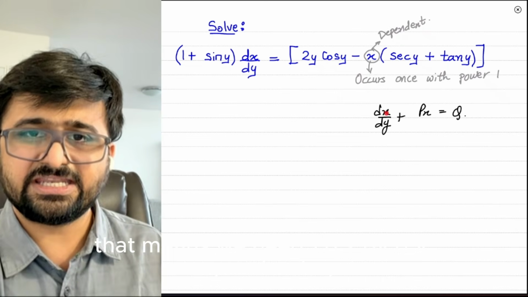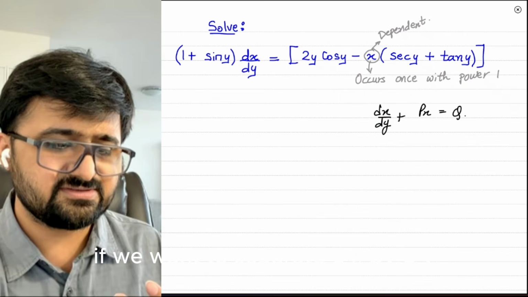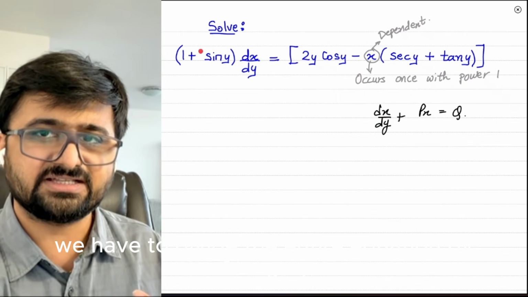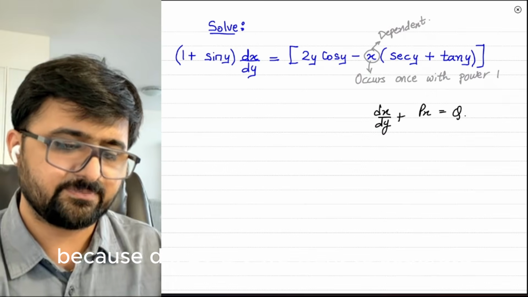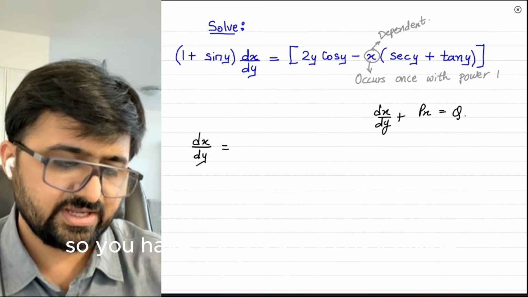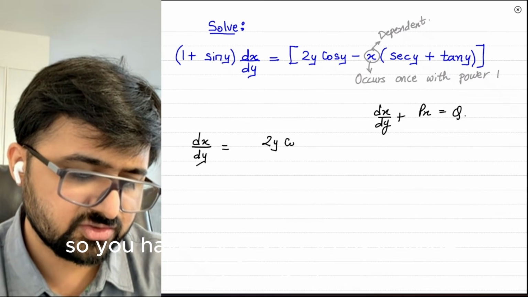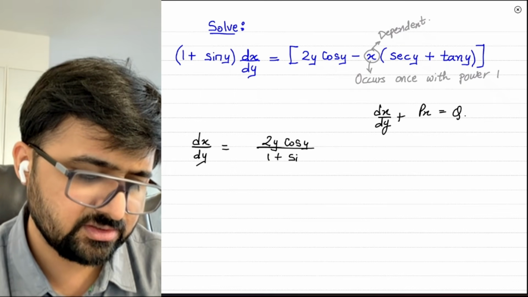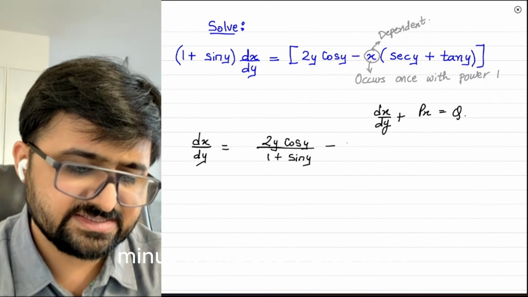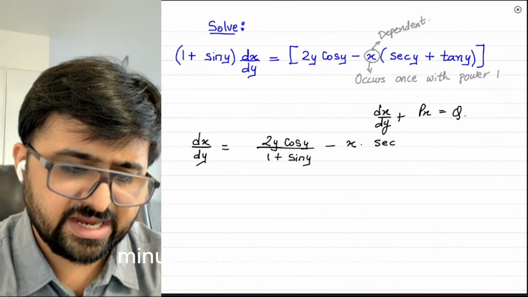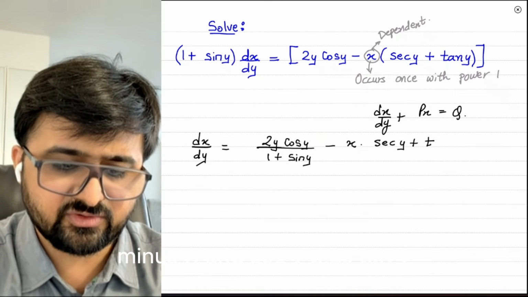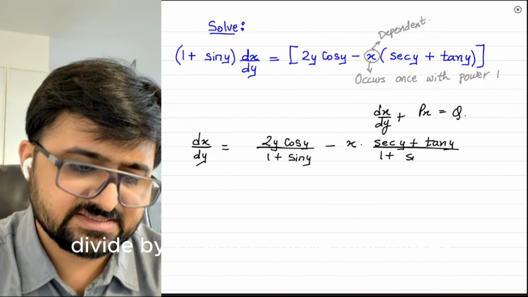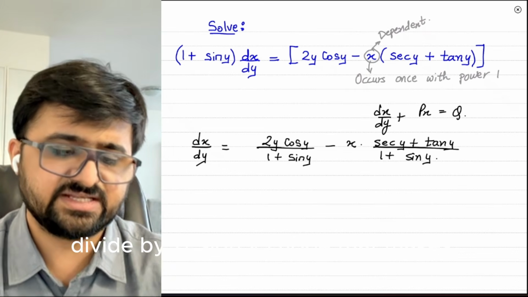That means we want dx by dy separate. If you want to separate dx by dy, we have to divide the entire equation by 1 plus sin y, because dx by dy we want to separate. So you have 2y cos y divided by 1 plus sin y, minus x times (sec y plus tan y) divided by 1 plus sin y. I hope that makes sense.